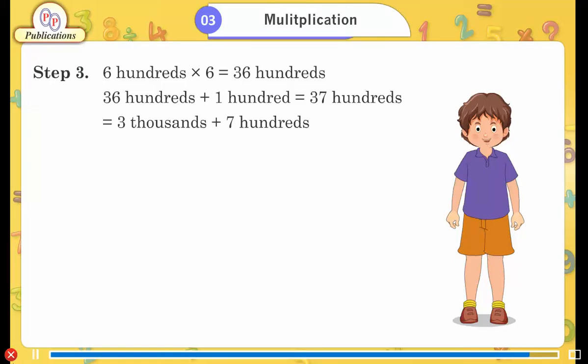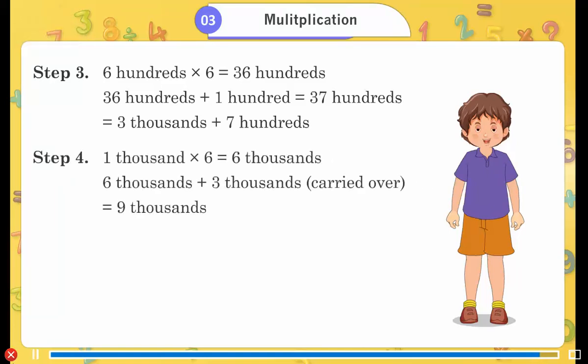36 hundreds + 1 hundred = 37 hundreds = 3 thousands + 7 hundreds. Step 4. 1 thousand × 6 = 6 thousands. 6 thousands + 3 thousands carried over = 9 thousands. Answer: 9738.